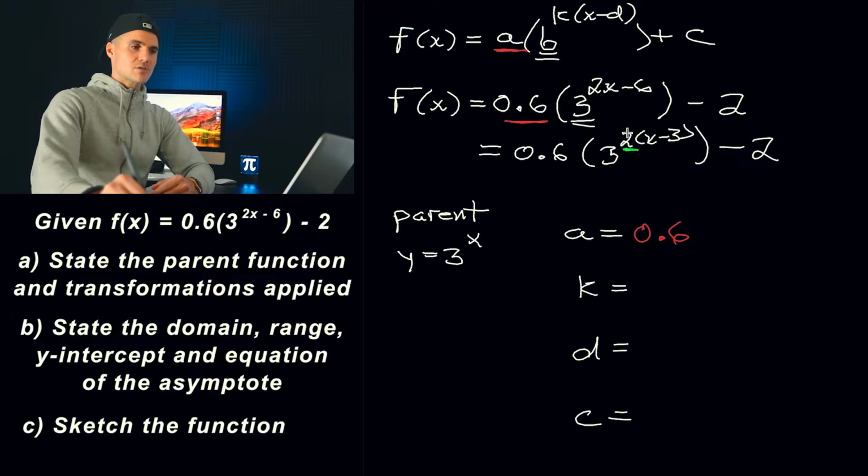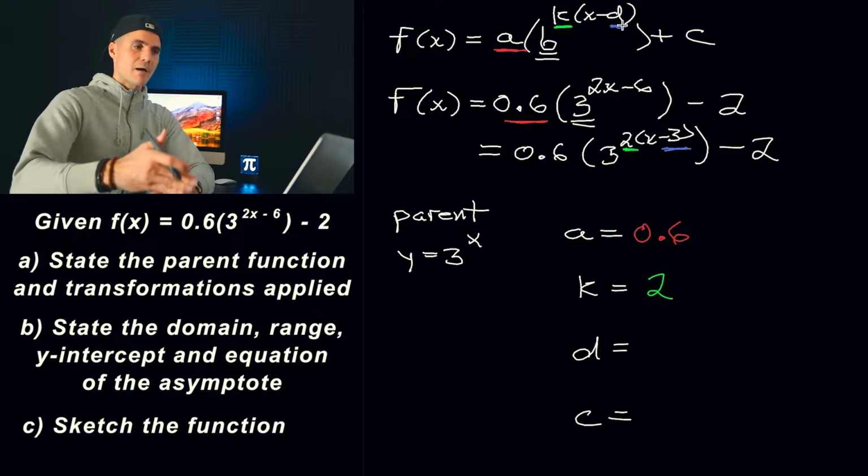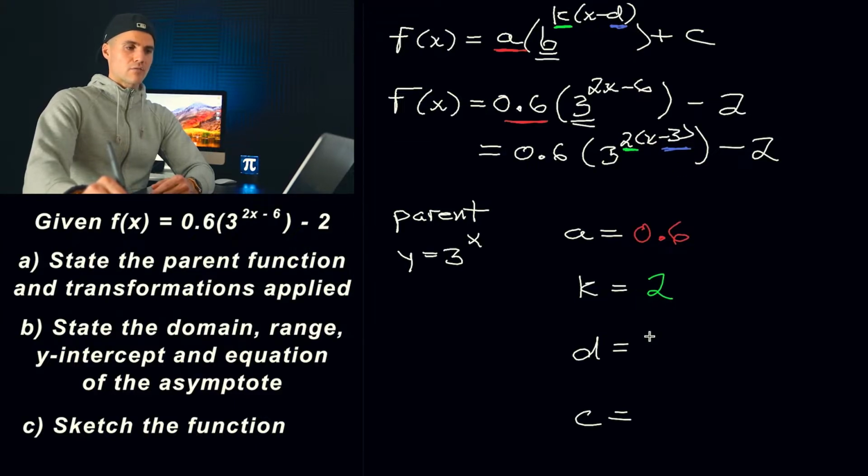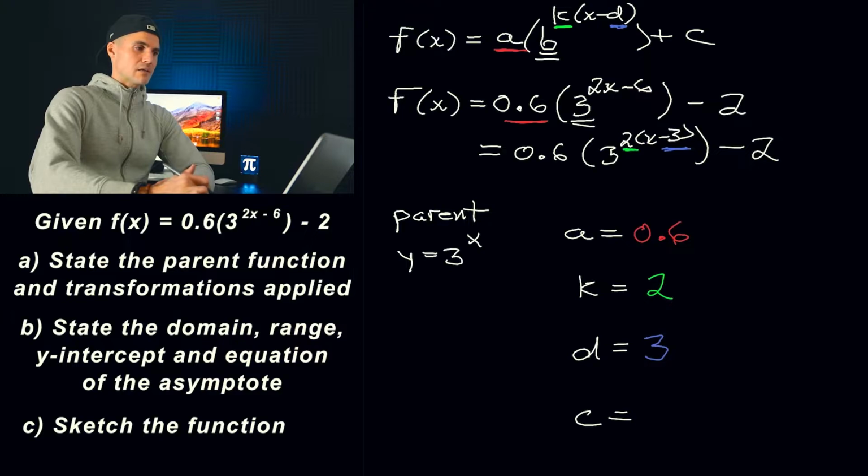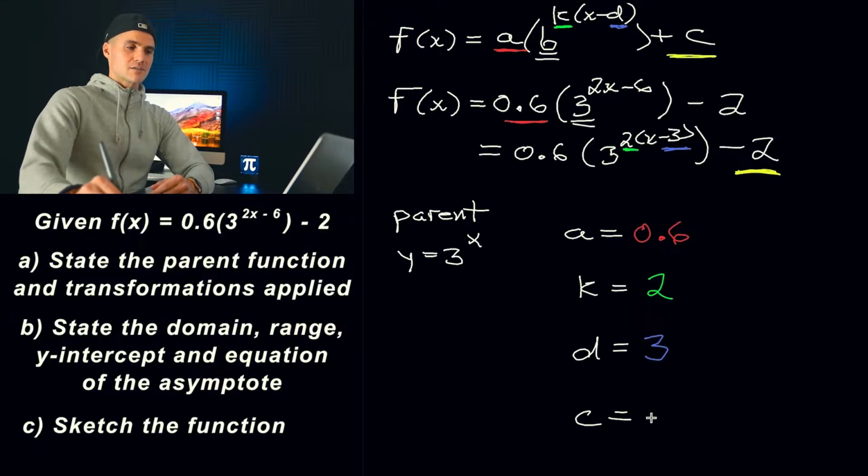And now it's super easy to match up the k value and then the d value. So notice the k value is 2. What is the d value going to be? Well, the d value is going to be 3, right? It's x minus the d value, x minus 3. It's always going to be the opposite sign of whatever that is. So the d value is going to be positive 3. And then finally, we have our c value at the end, which is the minus 2. So that's our c value like that.